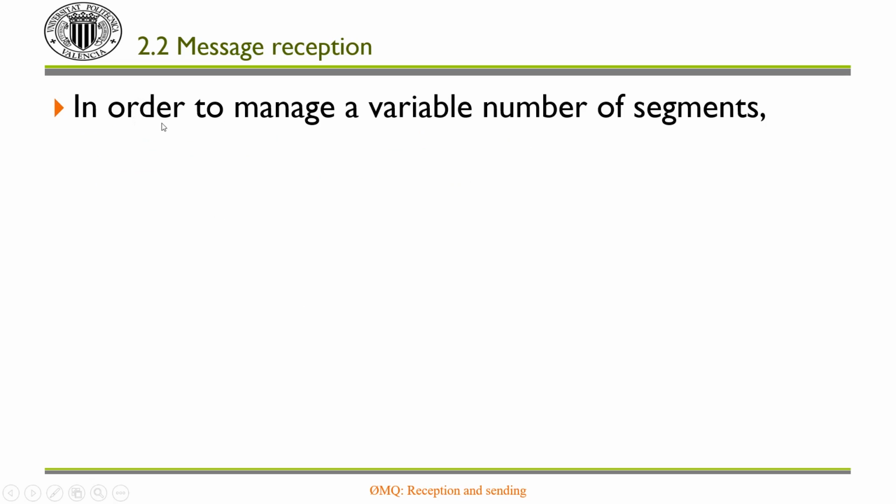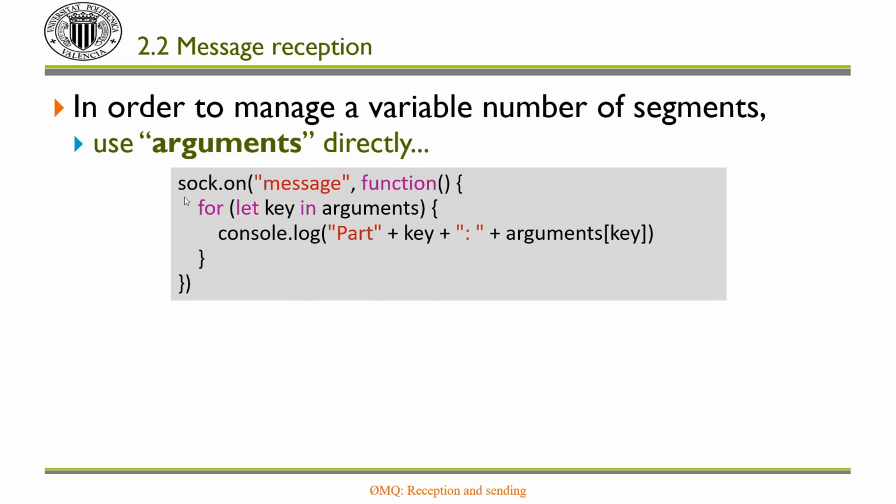If we don't know how many segments are in a message, we should deal with a variable number of segments in our listener. To this end, we may use the implicit arguments object, which doesn't need to be specified in the list of formal parameters of the listener function. So, as stated, here we have a handler for the message event, and we are using a listener without any formal parameter. In the body of that listener, we are using the default arguments. Arguments is a pseudo array, so we may use a for loop, like in this example, in order to visit all the slots in that array.